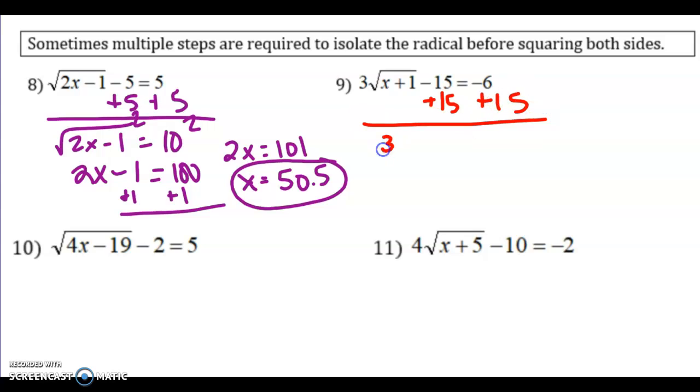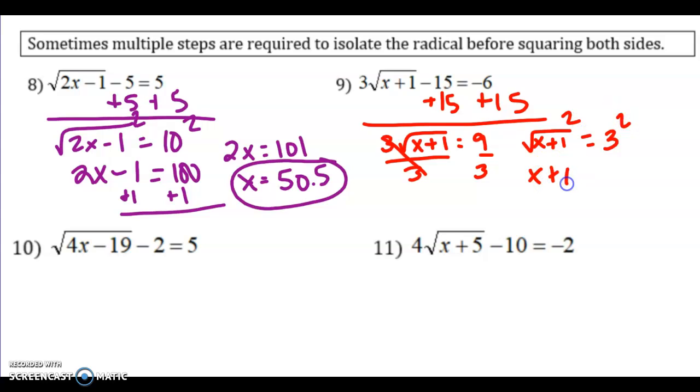I'm going to get 3 square root of x plus 1 is now equal to, that would be a 9. I'm going to now divide both sides by 3. So I do everything I possibly can until I get that square root by itself, which is x plus 1 equals 3. I'm going to square both sides. So I have x plus 1 now equals 9. And if I subtract 1, I get x equals 8.